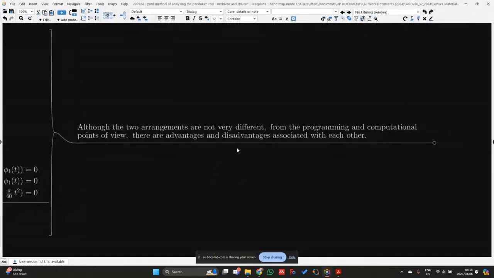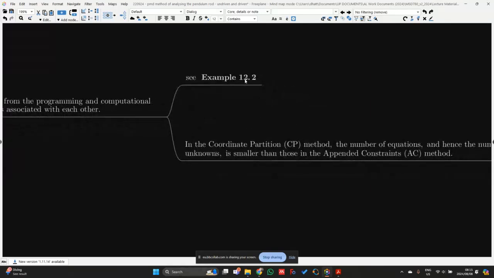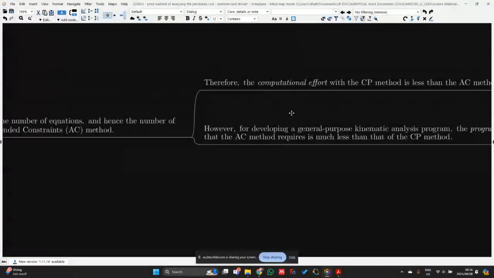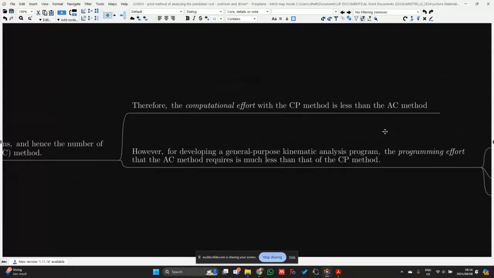Okay, so although the two arrangements are not very different, from the programming and computational points of view, there are advantages and disadvantages associated with each other. This is illustrated in example 12.2. In the coordinate partition method, the number of equations, and hence the number of unknowns, is smaller than in the appended constraints method. Therefore, the computational effort with the CP method is less than that of the AC method.